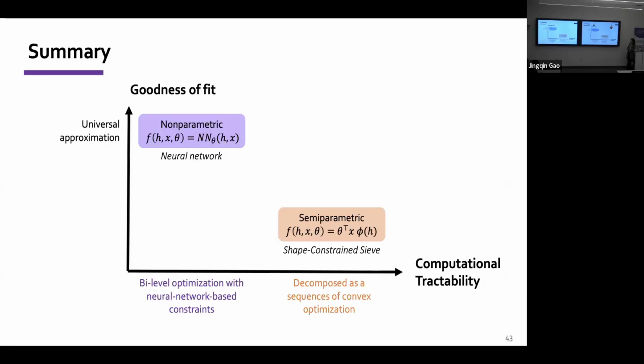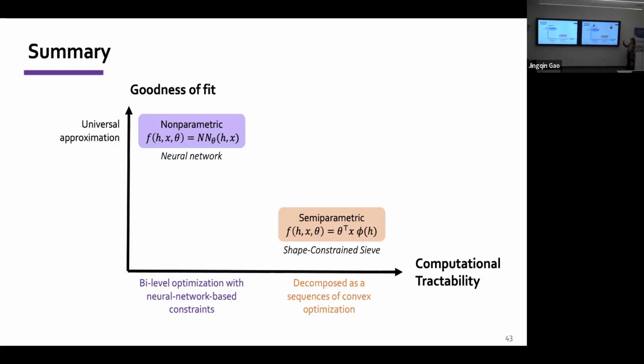Okay, so let me quickly summarize the two types of inverse learning framework we just discussed. The first is the non-parametric one, which is very flexible, but can be computationally challenging. And the second is the semi-parametric one, which sacrifices a little on goodness of fit, but can be decomposed into sequences of convex optimization that are more computationally tractable.